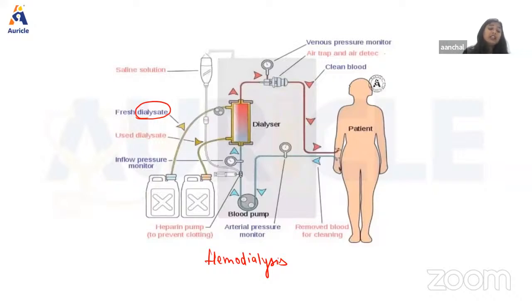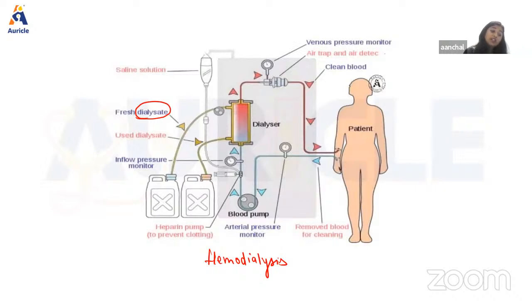Now, in addition to the dialysate, the dialysis machine also has a blood pump with pressure monitors, which enable easy flow of blood from the patient to the machine and back to the patient. So a pump is also present, and its function is basically to enable easy flow of blood from the patient to the machine and back to the patient's body. It also has pumps for flow of fresh dialysate and for drainage of used dialysate.